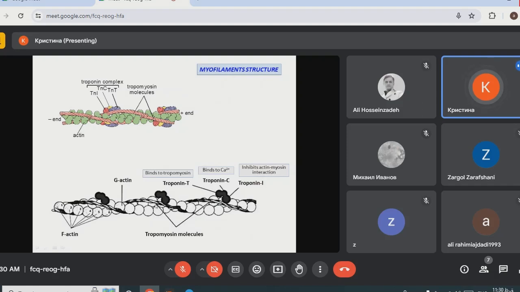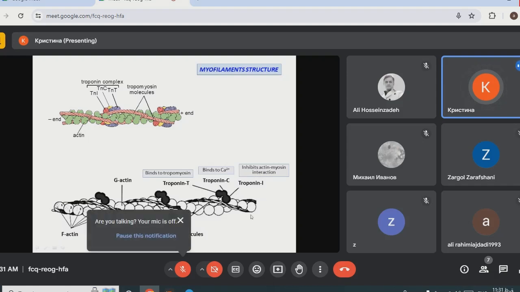Here you can see one of them, and here the second one, tropomyosin molecules, and the complex of troponin molecules. This complex includes three molecules: troponin T. T stands for tropomyosin because this is the part which binds to tropomyosin. Troponin C. C stands for calcium because this protein binds calcium ions. And troponin I. I stands for inhibition because it inhibits actin-myosin interaction.